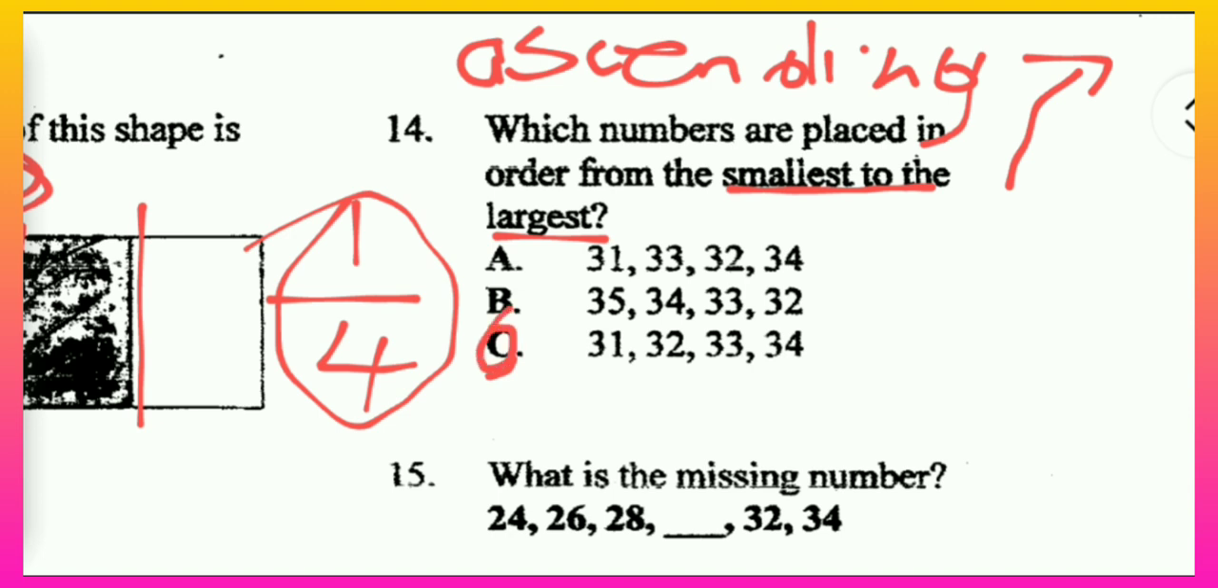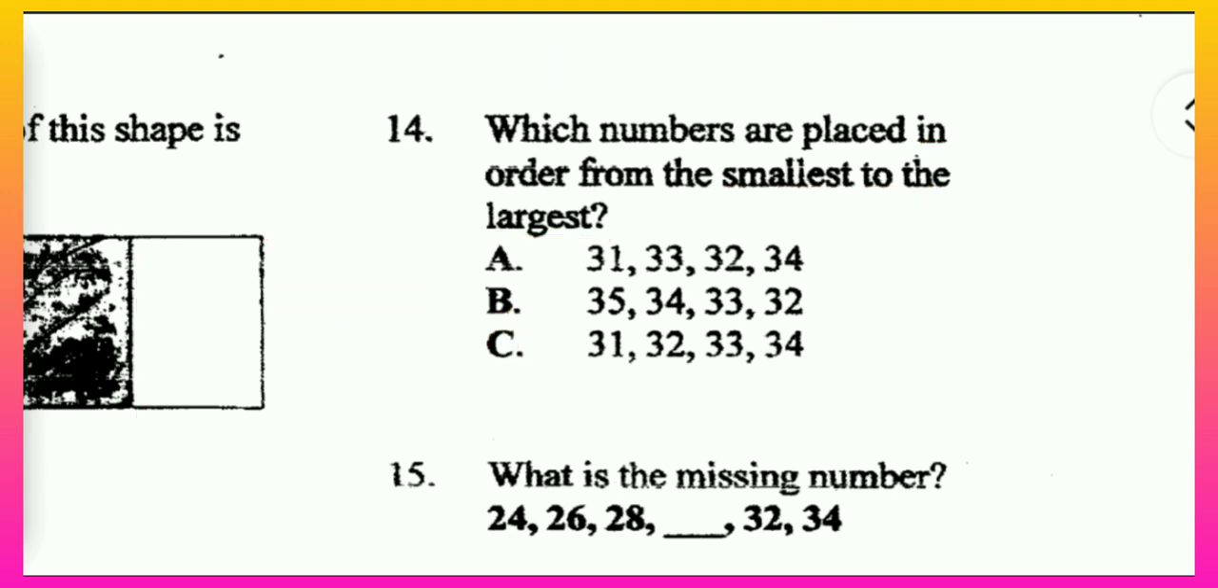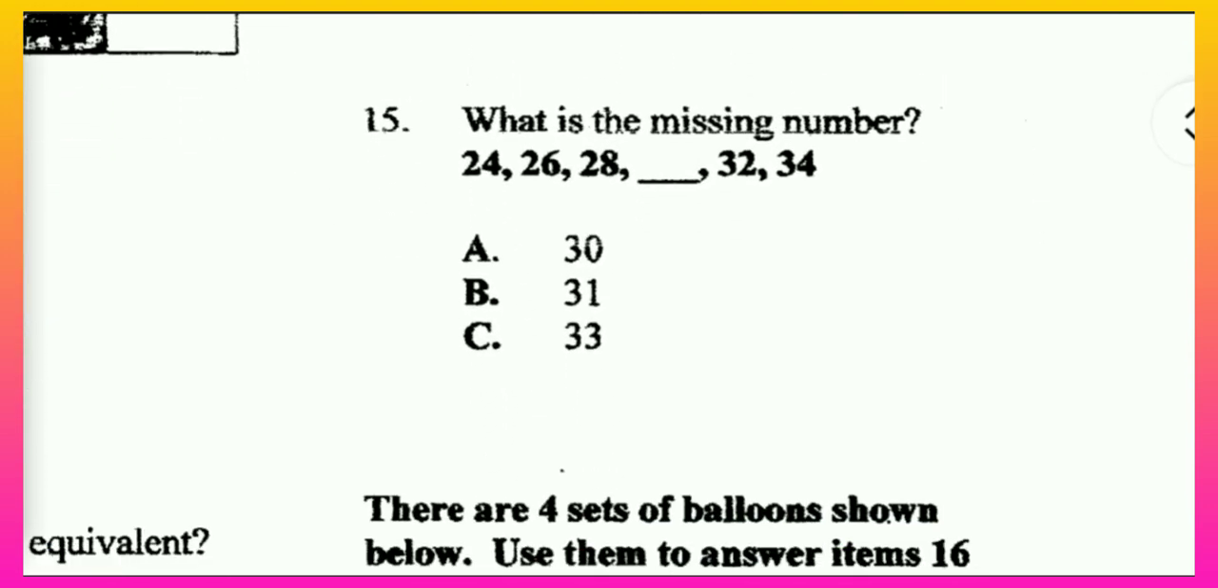So it's 31, 32, 31, 32, 33, 34, counting order. Moving on to number 15. What is the missing number?